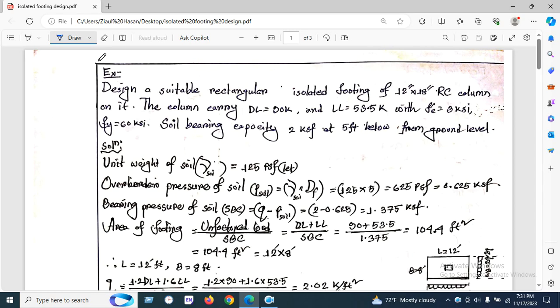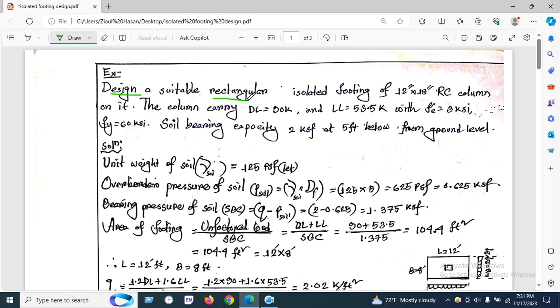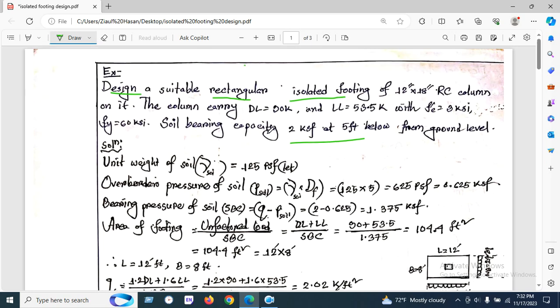Here is a question. Design a suitable rectangular isolated footing for a 12 by 18 RC column. The column carries a dead load of 19 kip and a live load of 53.5 kip, with f'c 3 ksi and fy 60 ksi, and the soil bearing capacity is given as 2 ksf at 5 feet below the ground. Here is the question, so let's start how to solve it.